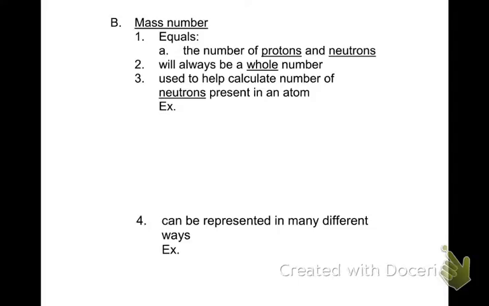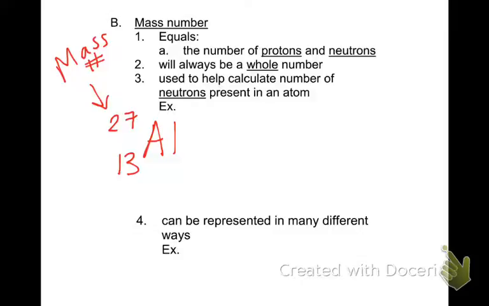If we're talking about aluminum, aluminum has an atomic number of 13. And let's just say that our mass number is 27. So the top number represents our mass number, which represents the number of protons plus neutrons. And this bottom number represents our atomic number, which simply just tells us our number of protons.